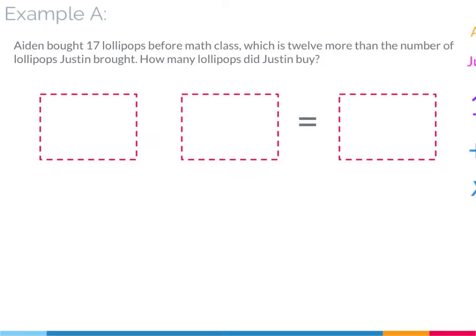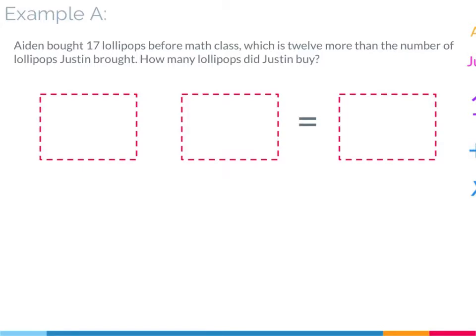So here we are at example A, and it says Aiden bought 17 lollipops before math class, which is 12 more than the number of lollipops Justin brought. How many lollipops did Justin buy? So the first thing we need to do is go through our word problem here and define things that are important so that we can make ourselves an equation.